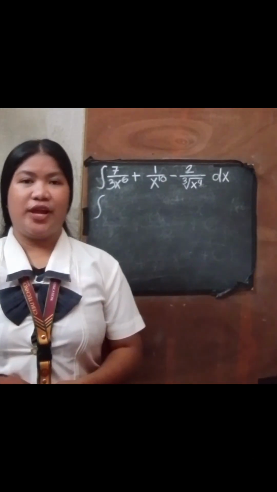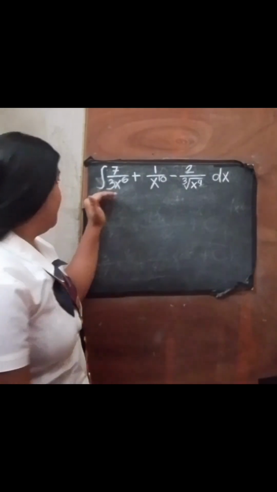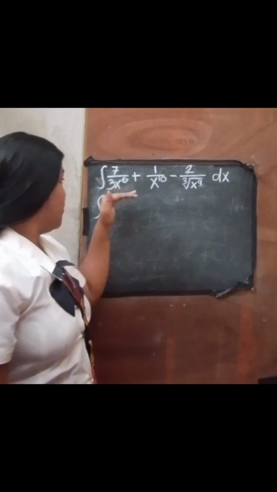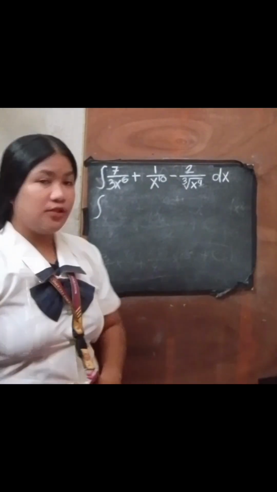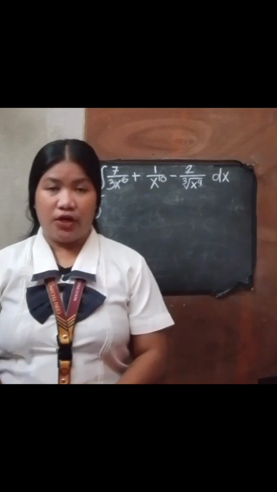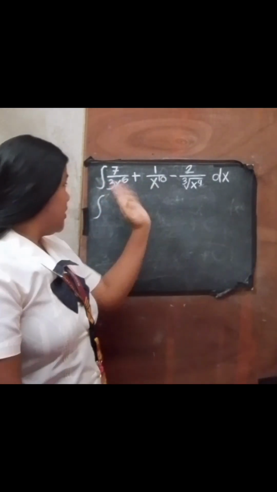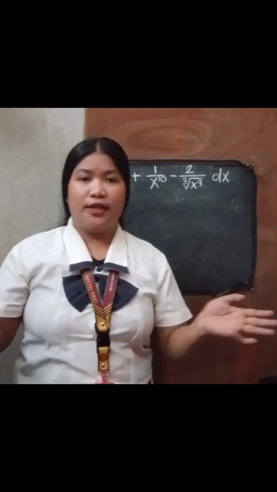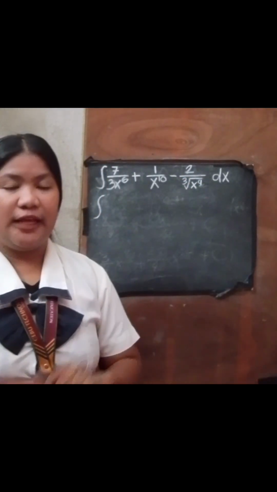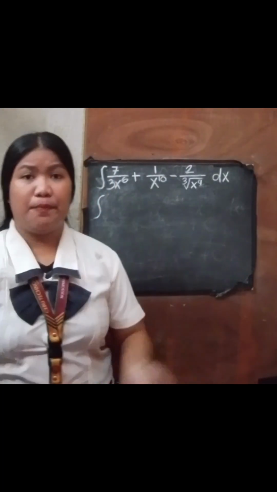So now we have problem number 3. We need to find the integral of 7 over 3x raised to 6 plus 1 over x raised to 10 minus 2 over the cube root of x raised to 4. Since we have fractions and roots, what we do first is convert all fractions and roots into exponent form, so we can use the power rule for integration.